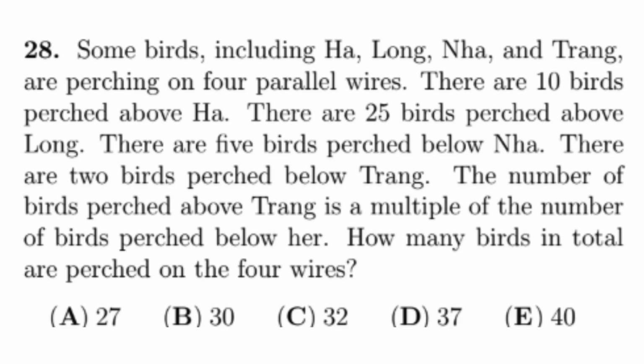Number 28. Some birds, including Ha, Long, Na, and Trang, are perched on 4 parallel wires. There are 10 birds perched above Ha. There are 25 birds perched above Long. There are 5 birds perched below Na. There are 2 birds perched below Trang. The number of birds perched above Trang is a multiple of the number of birds perched below her. How many birds in total are perched on the 4 wires?